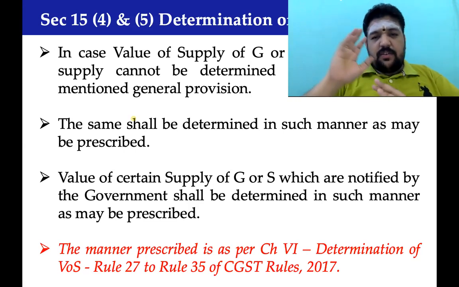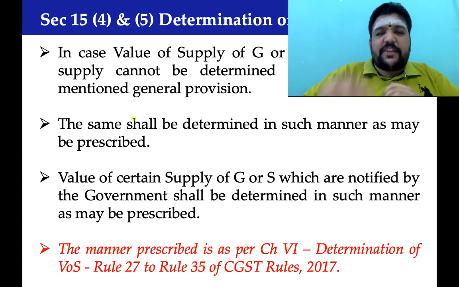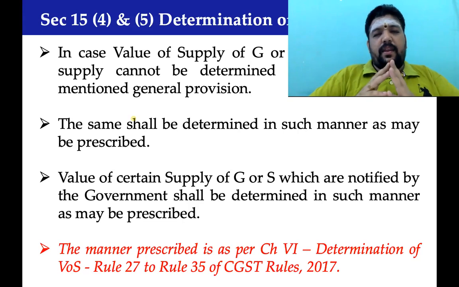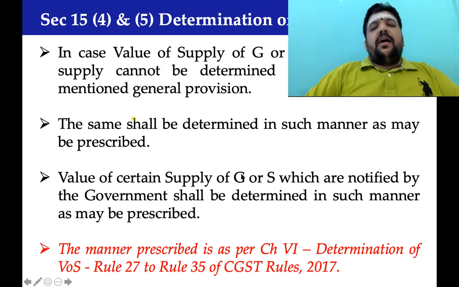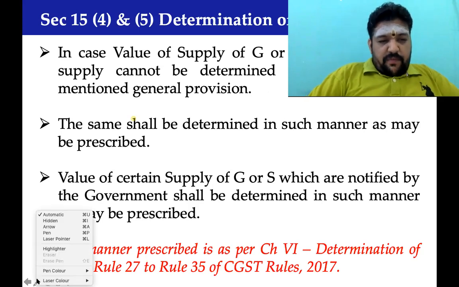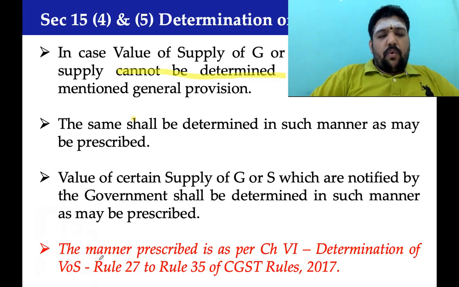For various reasons, a supplier may not be in a position to satisfy section 15(1). If value cannot be determined as per section 15(1), what will happen? Then the value will be determined as per rules 27 to 35. Let me repeat. If value cannot be determined, then it will be determined in such manner as prescribed.